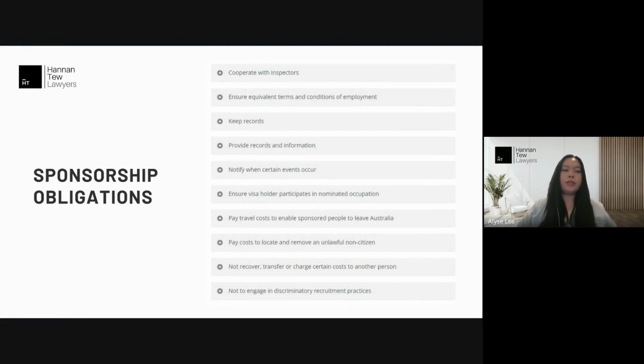So going back to the sponsorship, as a sponsor, the business must comply with its sponsorship obligations. So we've provided a list here you can have a look at. One of the obligations is to ensure that the equivalent terms and conditions of employment apply, so the 482 visa holder must continue to be paid equivalent to an Australian worker, and their salary must not decrease from the approved nominated amount. If it does, then a new nomination will need to be applied for and granted for that new salary.